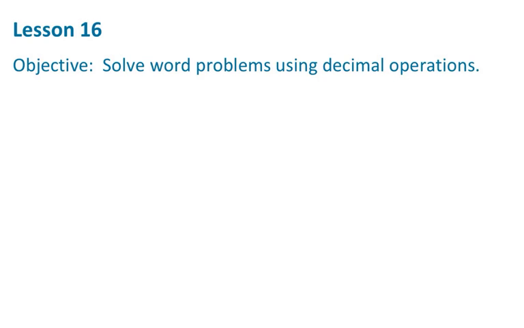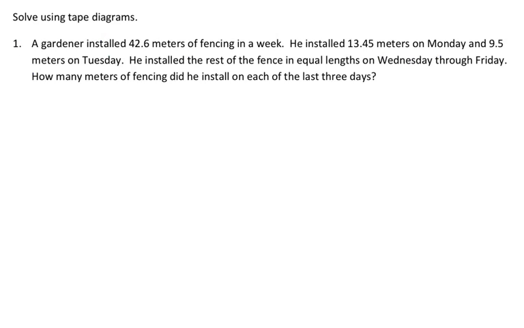This is grade 5, module 1, lesson 16, and in this lesson the objective is to solve word problems using decimal operations. So the first problem we're going to take a look at is number 1 from the homework, and number 1 says a gardener installed 42 6/10 meters of fencing in a week.